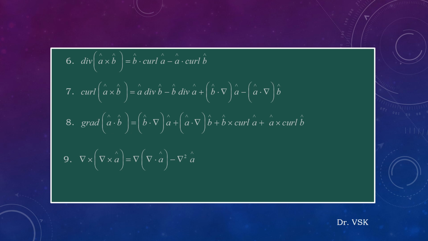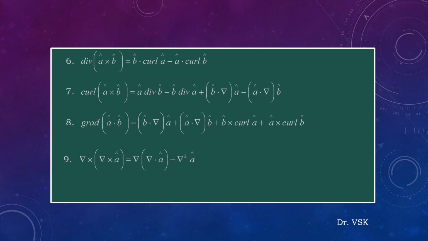If we consider the second term, it is minus A cap dot curl B cap. Curl B cap is a vector, A cap is a vector, their dot product is a scalar. Altogether, the RHS is also a scalar. Hence, this 6th identity is a scalar identity because its LHS and the RHS are scalars.